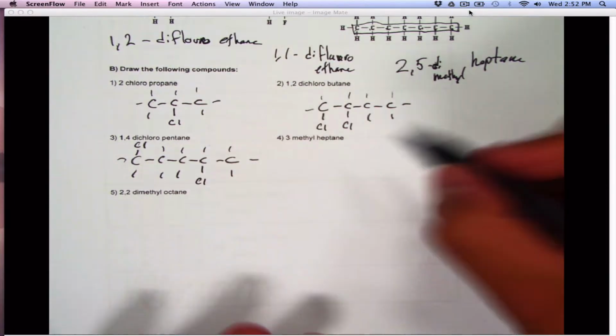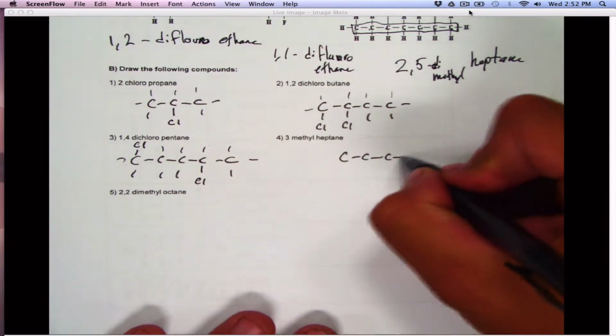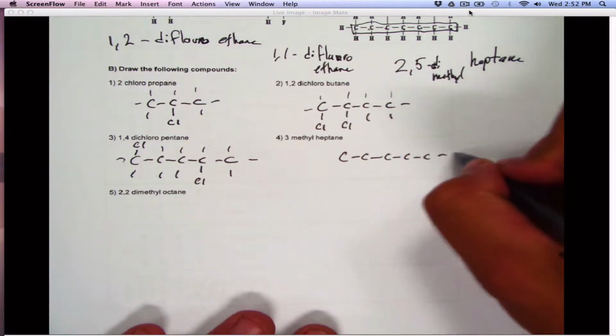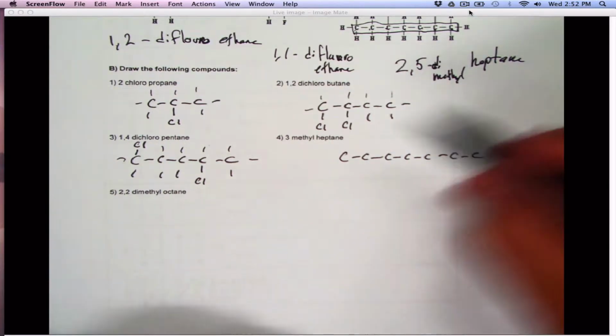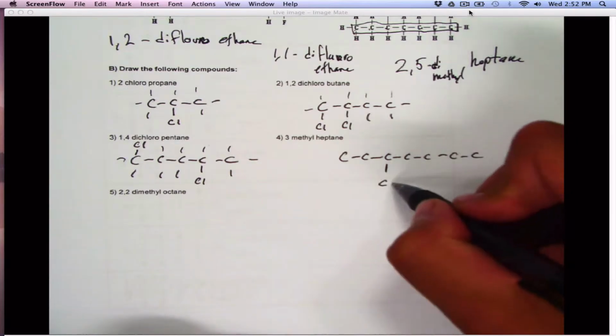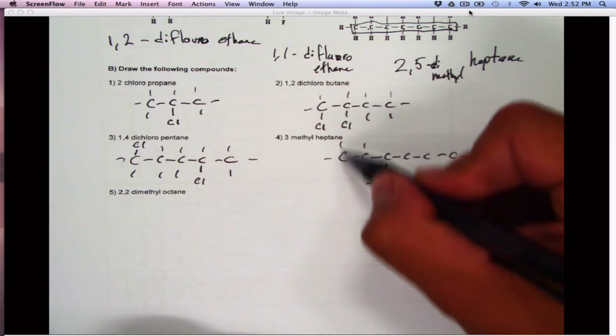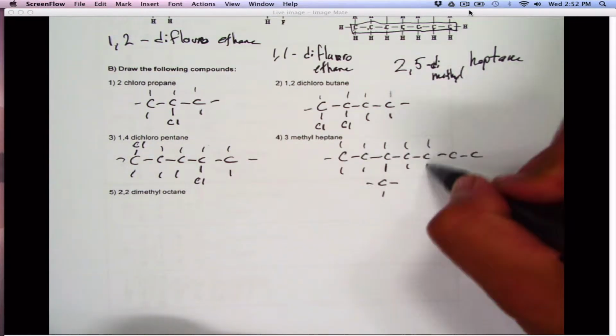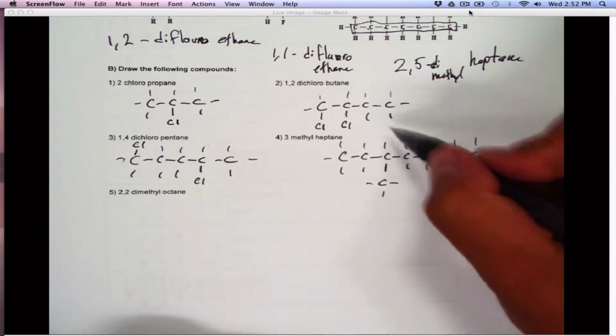It doesn't tell you. Heptane means I have 7 carbons: 1, 2, 3, 4, 5, 6, 7. And off the third one I have a methyl group. In other words, I have another carbon with hydrogens attached to it. So it's going to look something like that. And the methyl group could be on the top of this too.